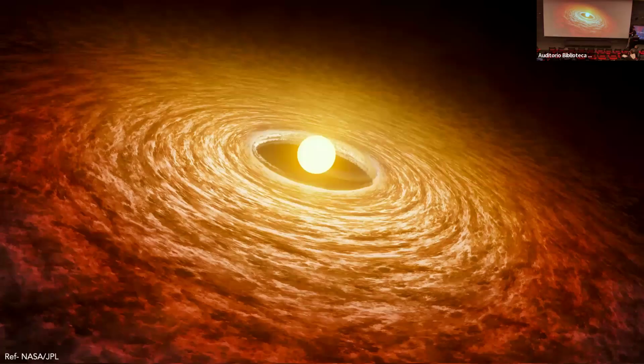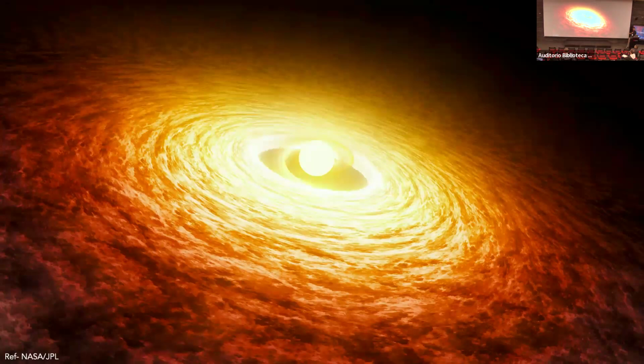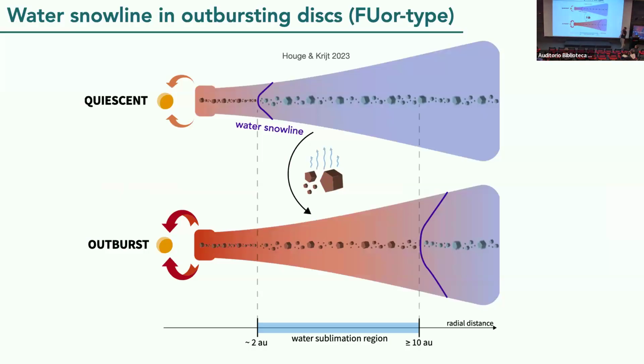This is the point of this conference: disks undergoing accretion outburst. So in a disk undergoing accretion outburst, this is the situation. In the quiescent phase, the snowline is super close to the star, 1 to 2 AU. During the outburst, it's super warm. I'm here considering the FUor-type outburst, so the big guys, the strong ones, the ones that push the snowline to 10 astronomical units and even more than that.